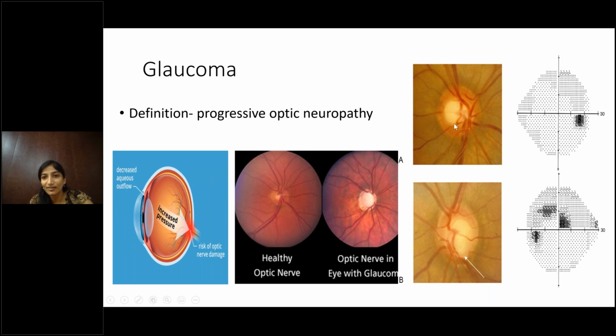Okay, it's a round circular cup, and the fields are normal. Whereas here, the cup is enlarged, and inferiorly it is causing thinning of the neuroretinal rim. The peripheral pink part that you're seeing between the cup and the disc margin is called the neuroretinal rim. So there is thinning of the neuroretinal rim in the inferior area, which is leading to these black areas in the superior field. Inferior disc damage causes a superior field defect, okay, called a scotoma.